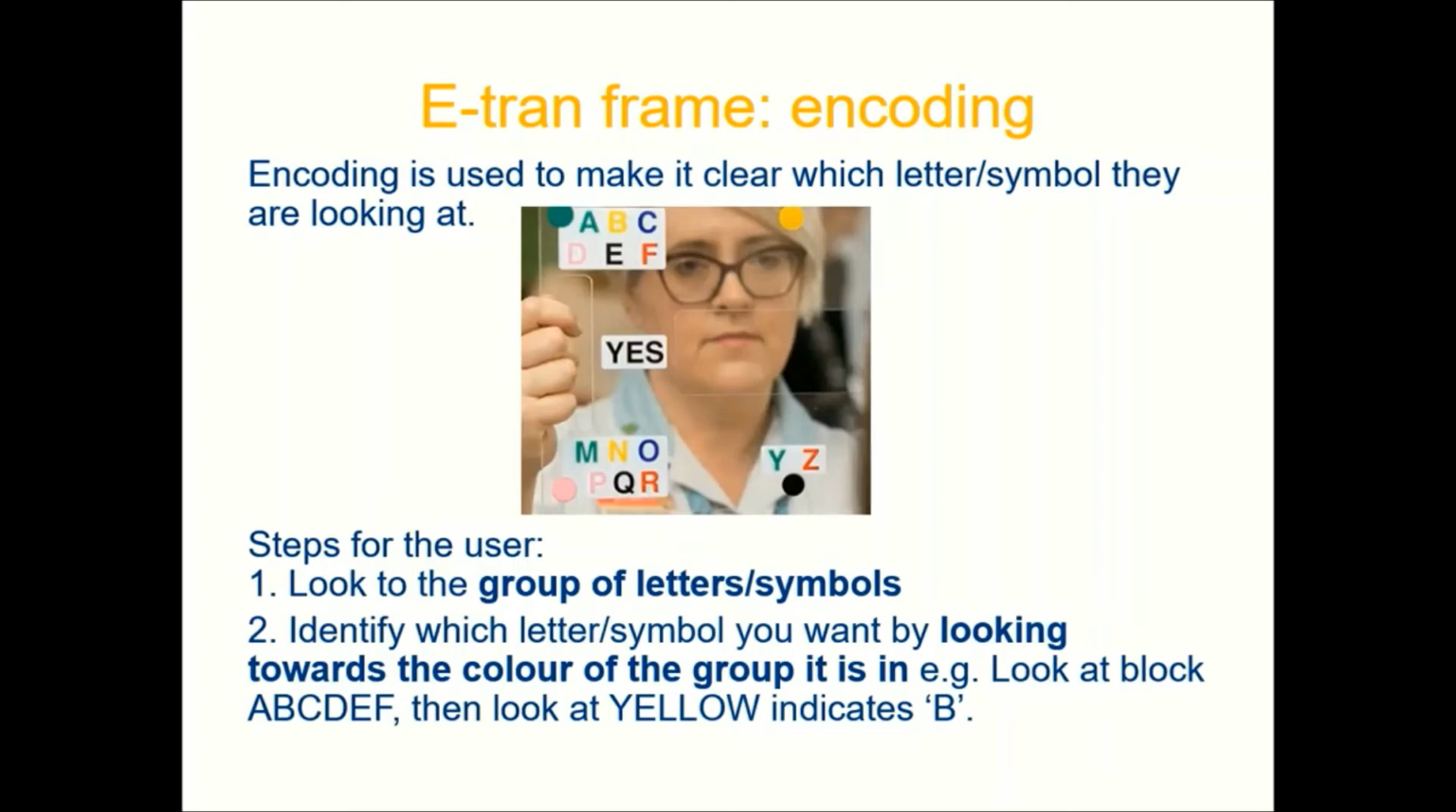So if they wanted to go for A, they'd look again at that green circle at the top left there to indicate A. But if they wanted to select the letter D, they'd first look at the box that it's in, so that's the top left, and then to indicate that it's pink, they look in the bottom left. Can you see the pink circle there in the bottom left? So it's a two-step process.